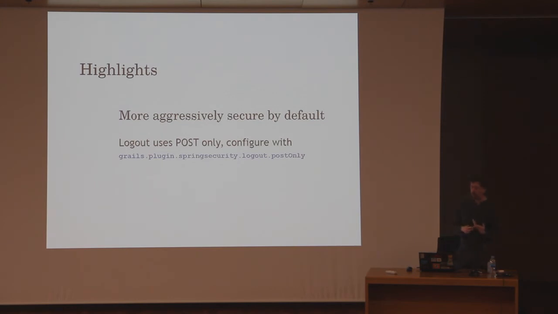So logout now requires post. You can turn that off. You can allow logout through get. But the reason that you should use post for logout is that someone could create a link. Because if you can use a get request to log out, then I can create a link that logs you out. That's not a big deal, because you can always log back in again. But if you have to post to log out, then it's slightly more secure.